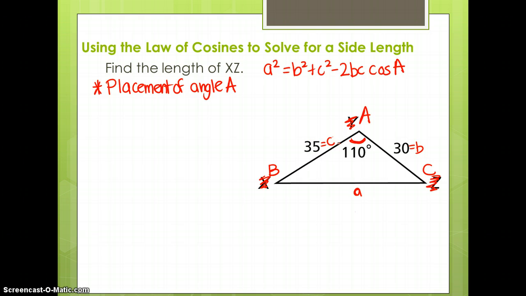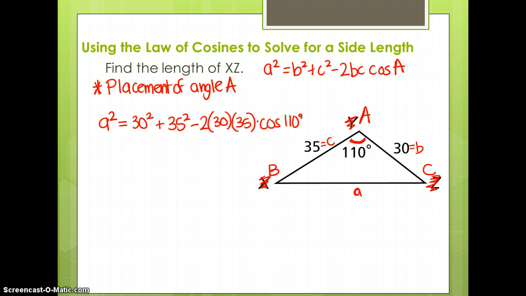And now it becomes like a lot of your formulas for volume, area, things like that, where you plug in the values as you see them. So A, we don't know what that is, so we say a squared equals b squared, b is 30 squared, plus c squared, minus 2 times b, which is 30, times c, which is 35, times the cosine of angle A, which is 110 degrees.